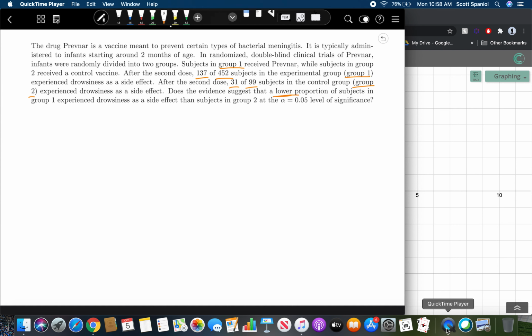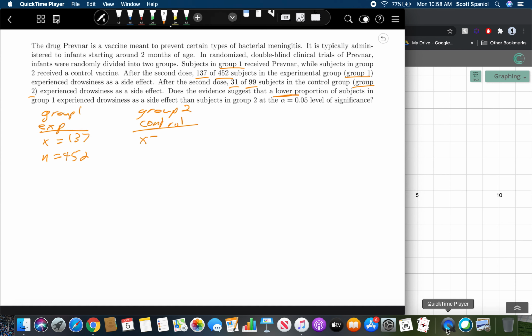Okay, so we've got our Group 1, right, which is the experimental group. Their X value was 137 out of a total of 452. And then we've got our group 2, which is the control group.